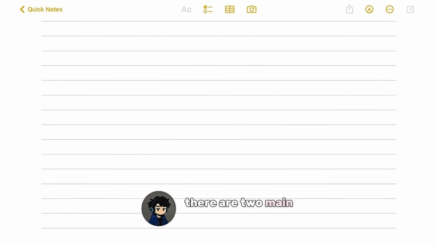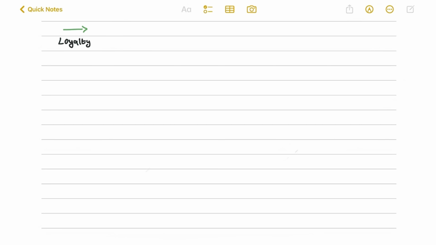There are two main important arrows that help us explain this theory. We have the green arrow for loyalty and a red one for betrayal. We'll get to what this means in a second.